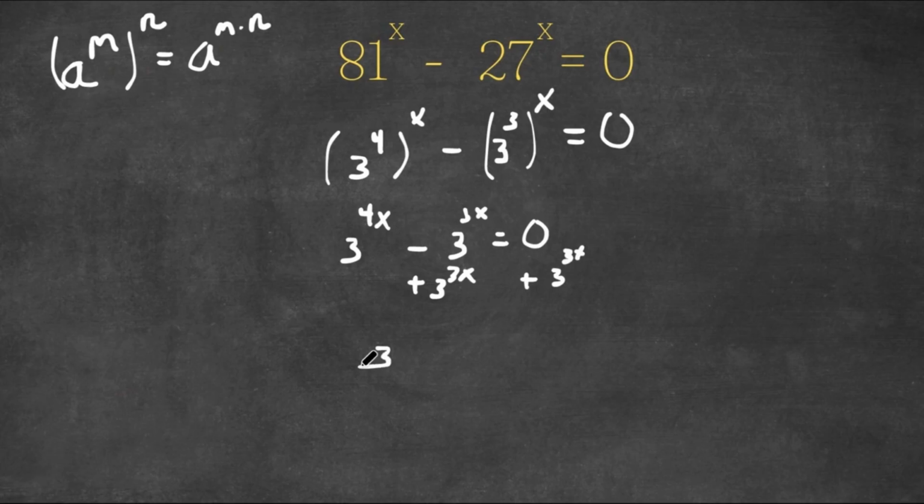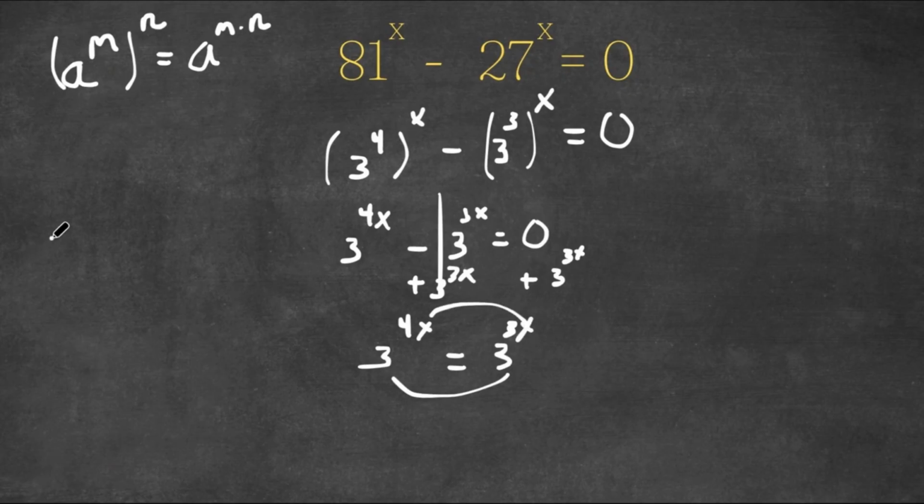So now we get 3 to the power of 4x. These two cancel out. Equals 3 to the power of 3x. Now, because these two bases are the same, this also means that the exponents here are the same as well. Because if we have a to the power of b equals a to the power of c, this means that b is equal to c.